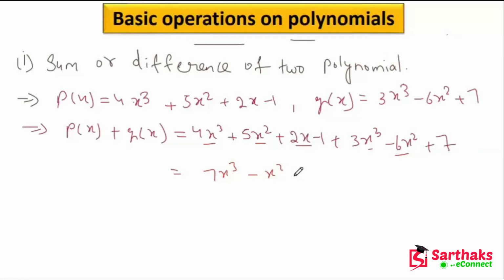and 2x, since there are no like terms for it, stays the same. Here the constant terms are minus 1 and plus 7, we get plus 6. So this is our answer.